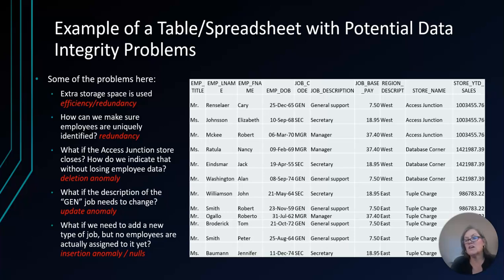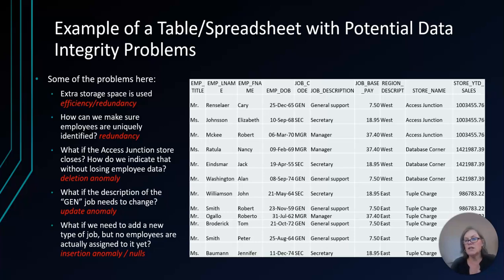issues like this then cause us problems when we try to later ask questions of our data. We can have other issues as well, like let's say we decide to make changes about a store. What if a store closes and the employees associated with that store move to a different store?